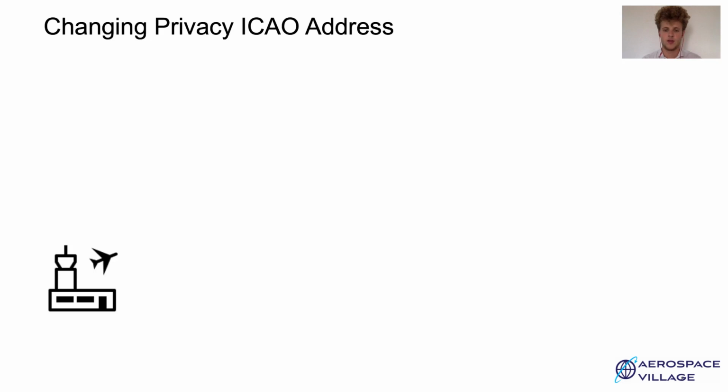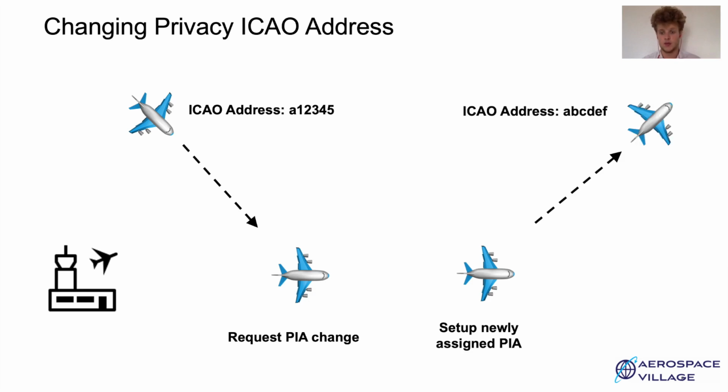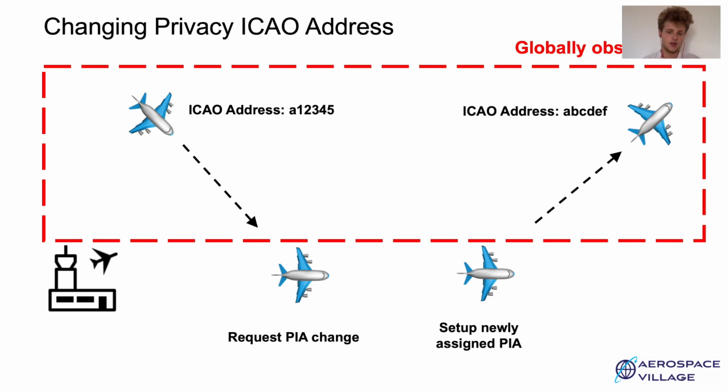To illustrate the privacy improvement, we show an aircraft identified by its ICAO address landing at an airport. On the ground at the airport, the operator will request a new Privacy ICAO address and program it into the aircraft transponder and change the aircraft call sign before its next flight. So an adversary can observe that an aircraft with ICAO address A12345 arrived at the airport, and that another aircraft whose ICAO address is ABCDEF left the airport later on. If the aircraft is the only one that stays at the airport for the given time frame, then identifying that A12345 and ABCDEF is actually the same aircraft is trivial.